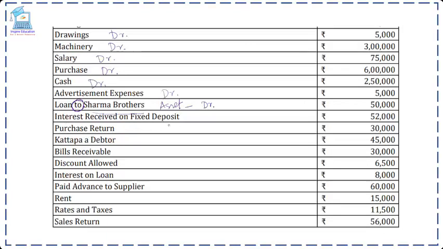Interest received on fixed deposit. Interest received is what? Your income or expenditure? Interest received on FD is your income. So it is credit. Purchase return. Purchase return is what? Debit or credit? The goods you have purchased, now you are returning. Means goods are going out of the business. So it is credit.